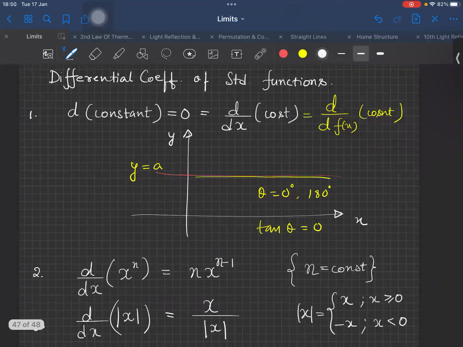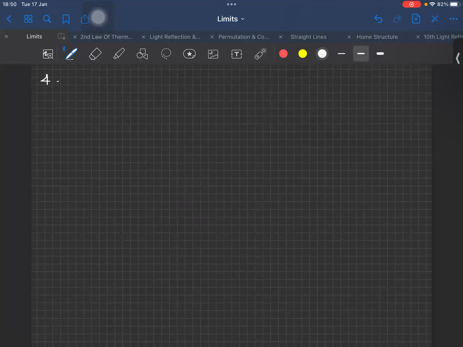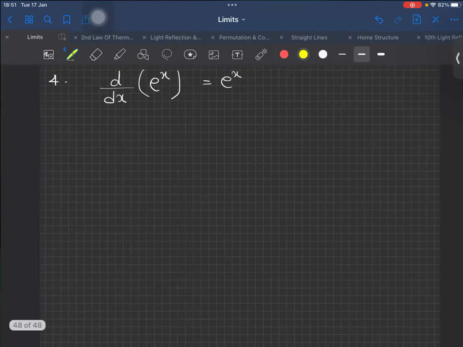All right, the fourth one. This is the only function, e to the power of x, an exponential function whose derivative is itself. You will also learn its integral, the antiderivative, is also itself. This is the only function. Remember that.